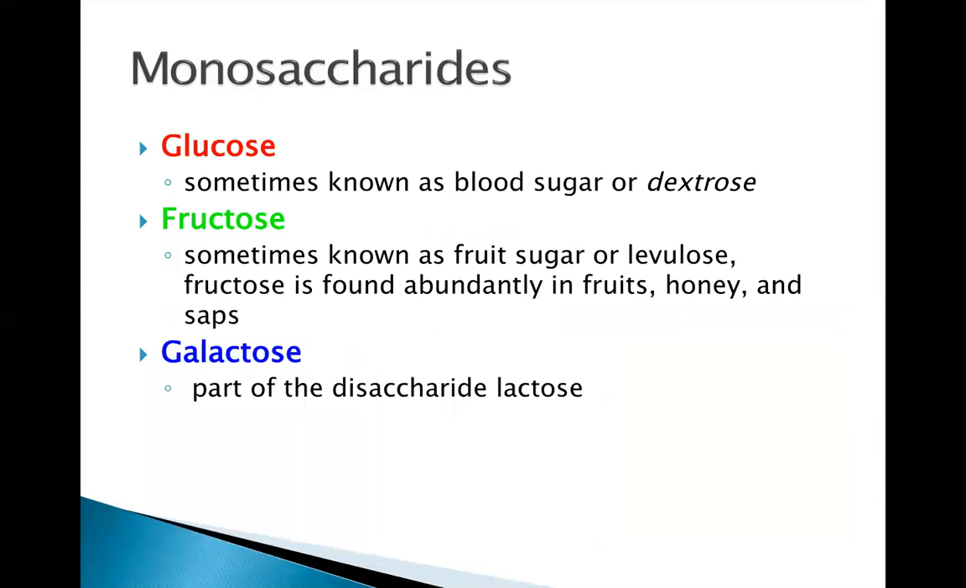So what do they do for us? Glucose is what we know as blood sugar or dextrose, and we do eat glucose also in foods. Fructose is considered fruit sugar or levulose. I don't hear that name very often, but it occurs naturally in fruits, honey, and different saps. Fructose is relatively sweet. And then galactose doesn't really occur as a single molecule in nature, but occurs as part of the molecule lactose, which is sugar that comes from dairy products. And lactose is made up of a glucose and a galactose.